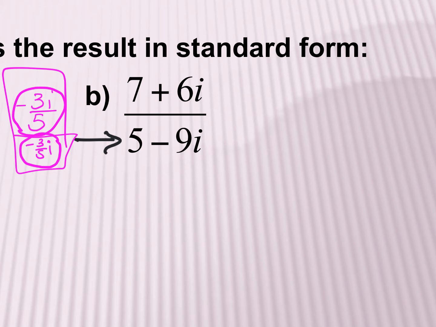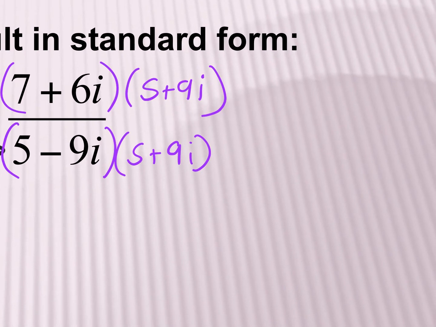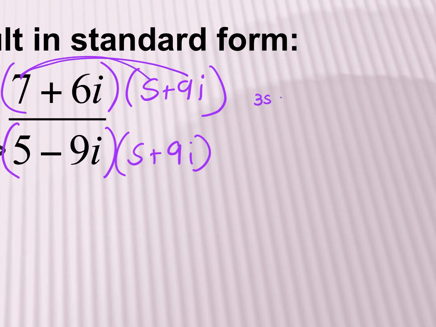All right. What do I have to multiply by? Positive 5 plus 9I. You're welcome. I'm giving you extra practice on the multiplying. Top. What are you going to do? Foil it out. 7 times 5, 35. 7 times 9i. 6i times 5, 30i.